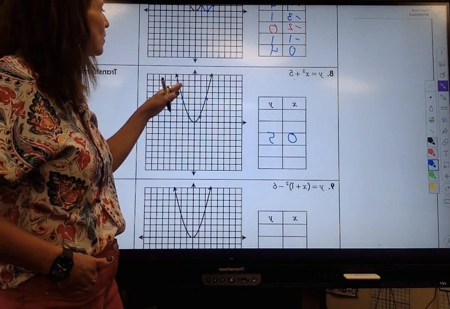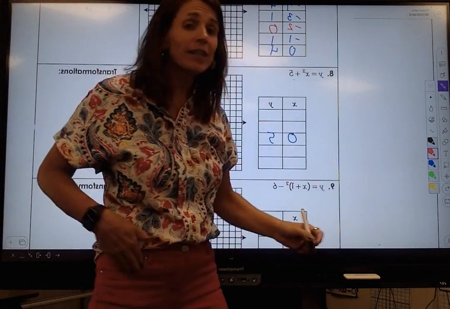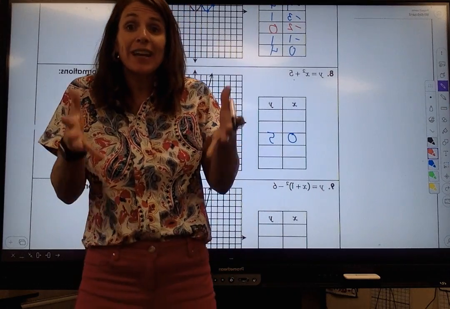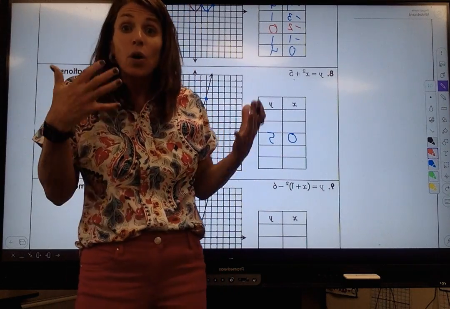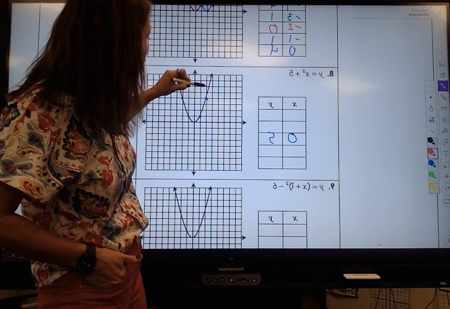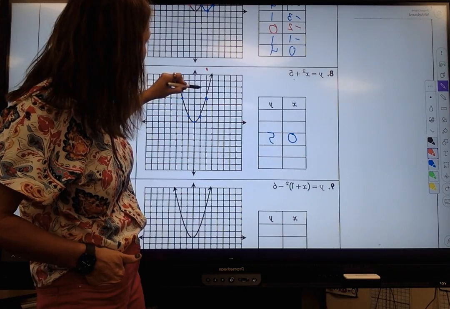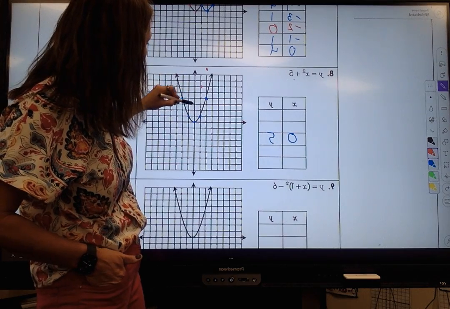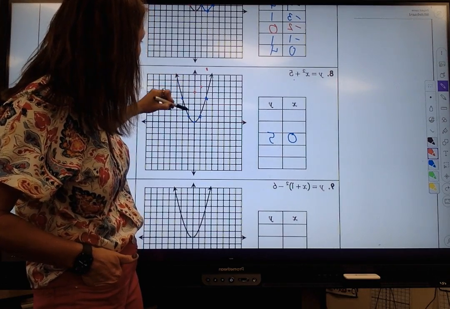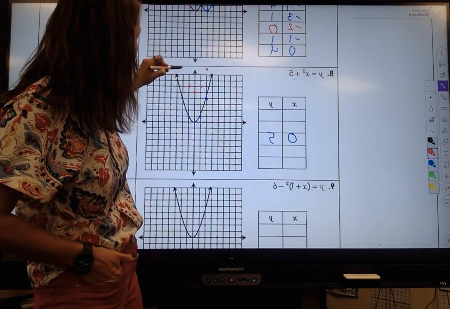Well, what happens to these points in a graph given like this? All it's doing is it's shifting everything up 5 units. So literally, you are lifting all these points up 5 units. 1, 2, 3, 4, 5.